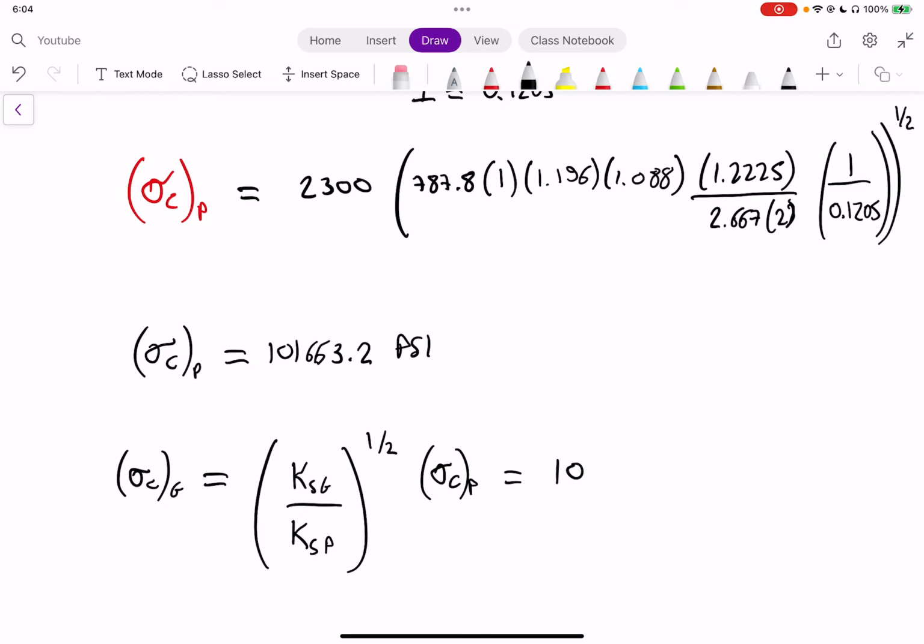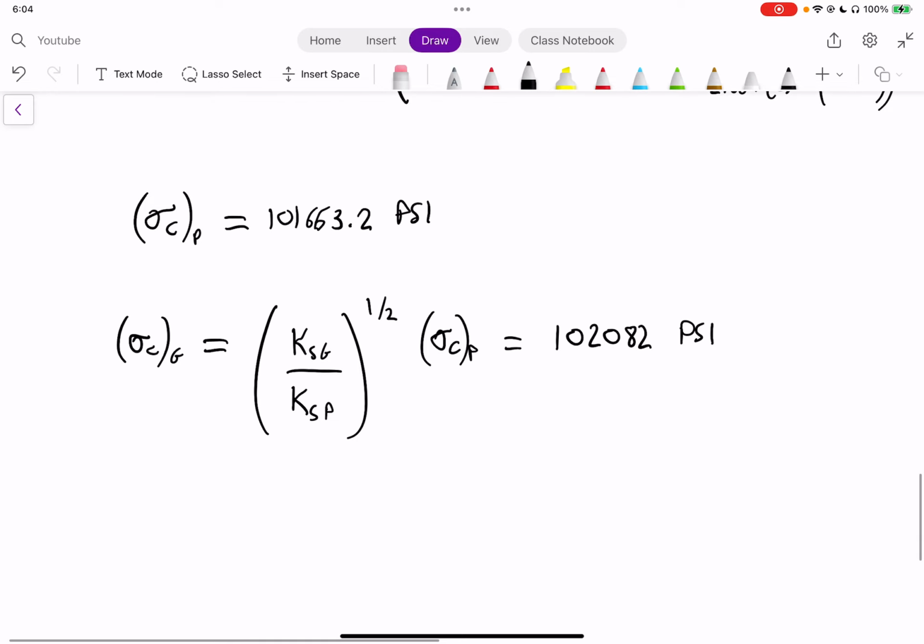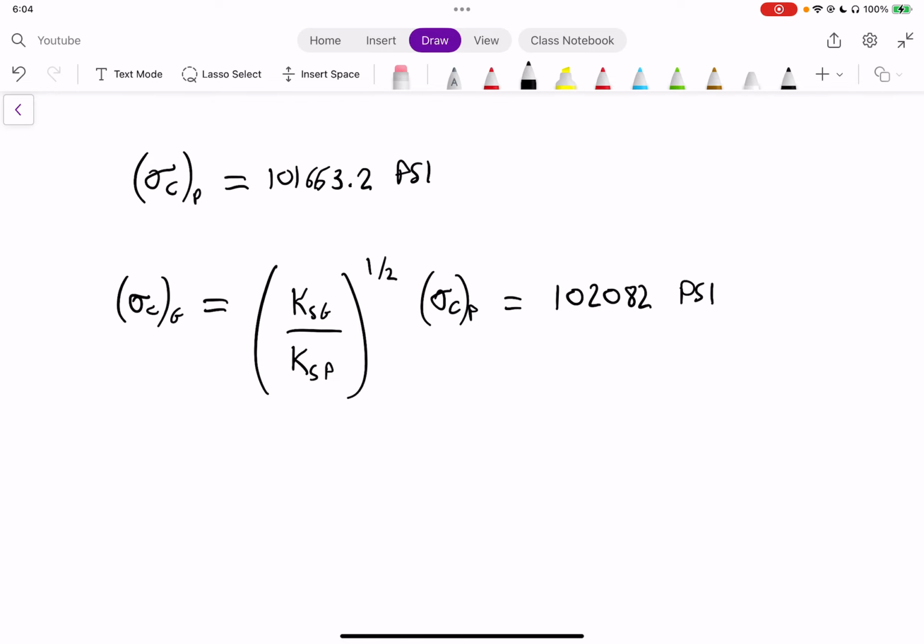So for the gear, we get 102,082 psi. Very close number. And this is usually the case in contact stress because it has more to do with the contact and the way the tooth is made rather than the shape of the actual gear and the size of the gear. So we have a smaller difference here than in our bending stress. So that solves our contact stress as well as our bending stress. Now we have all the information.